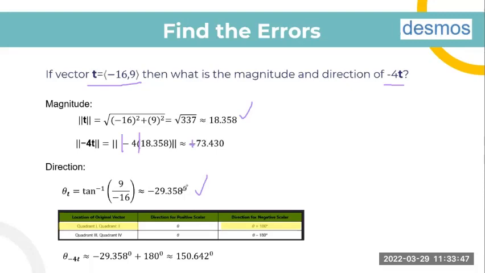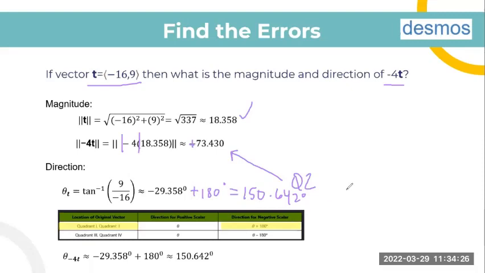Add 360. Check which quadrant it's in. So negative x, positive y. That'd be quadrant 2. Quadrant 2, which means we have to add what to our direction? 180. Good. So we add 180 to this. The true direction of vector t, our original direction, is 150.642 degrees.